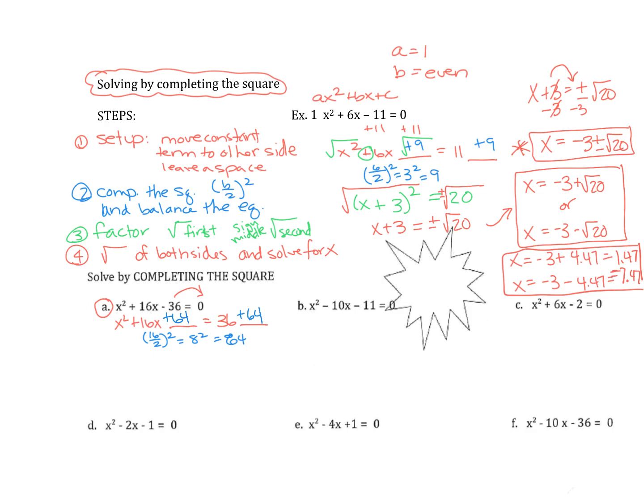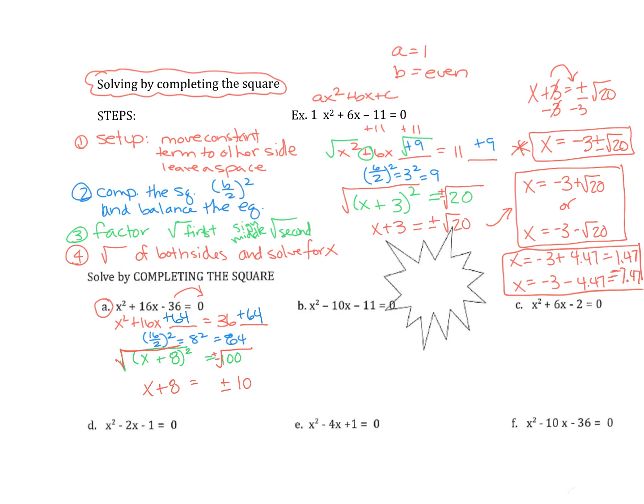So now's when I factor. It's the square root of the first term, which is going to give me an x, the square root of the 64, which is going to give me an 8, and a plus sign from the middle, squared equals 100. So now I'm ready for step 4. I'm going to take the square root of both sides. And when I do that, I get a little plus minus in front of my square root. So on the right side, my exponent of 2 and my square root cancel. I get x plus 8 equals plus minus, and the square root of 100 is 10.